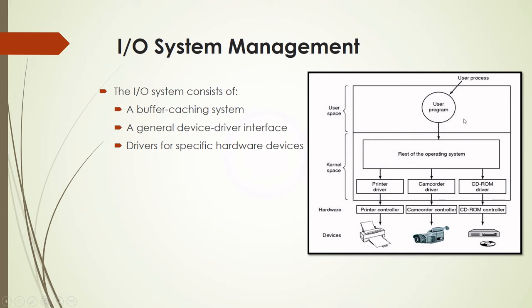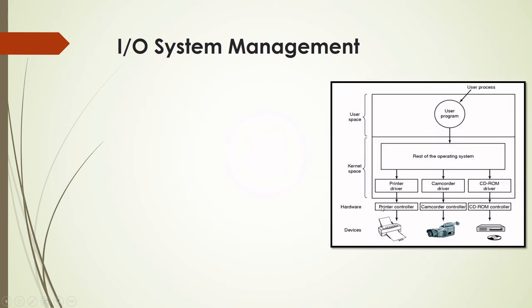Now what is this buffer caching system? The buffer caching system is a part in the controller. So let us look at how this works. Considering the same example, the input devices and the CPU can execute concurrently. This we have already seen in the case of multiprogramming.